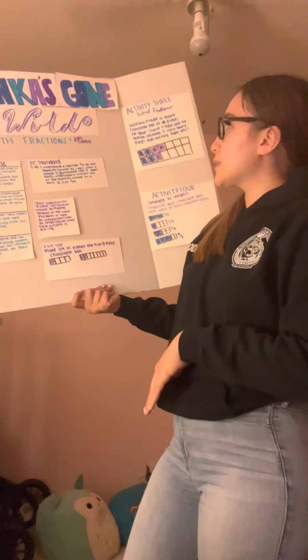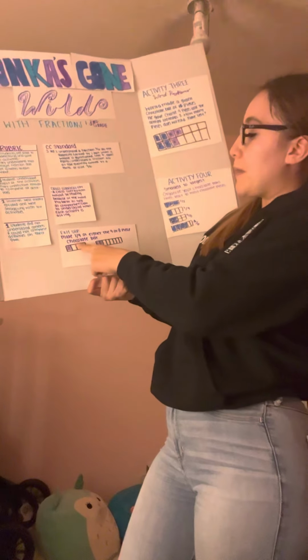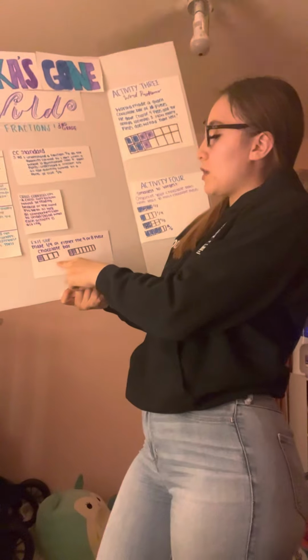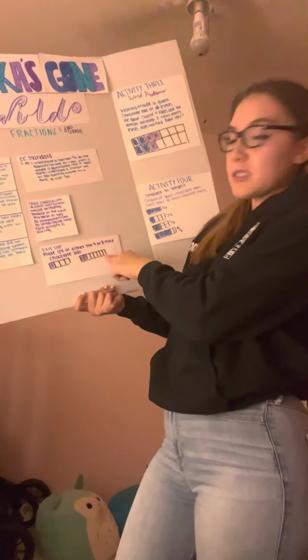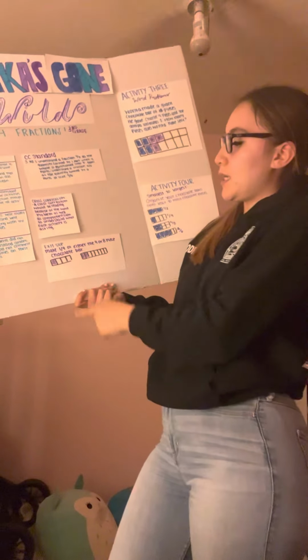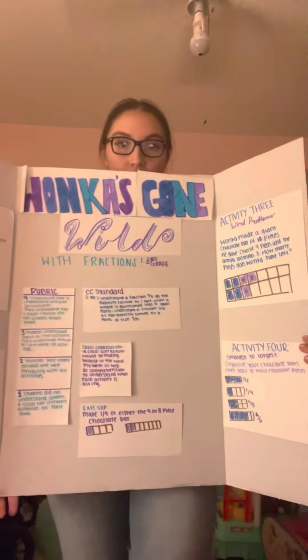And for my exit slip, it would be this quick and easy one. It'd make 1/4 of either the 4 or the 8-piece chocolate bar. So they would be able to use the 8-piecer and just give me 2 pieces, or the 4 pieces and give me 1 piece. And that is my Math Center on fractions.